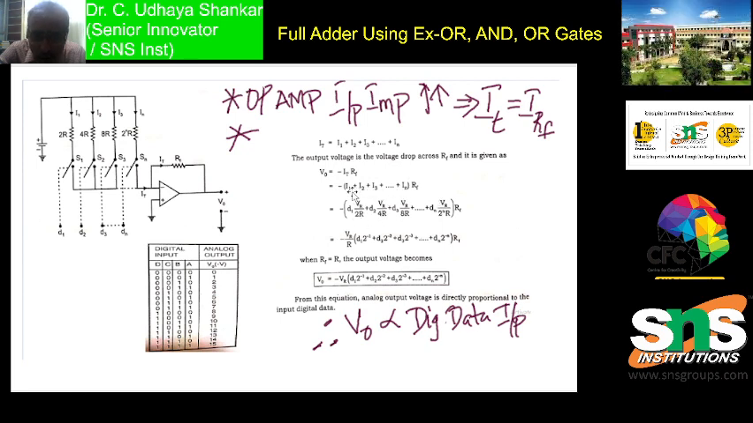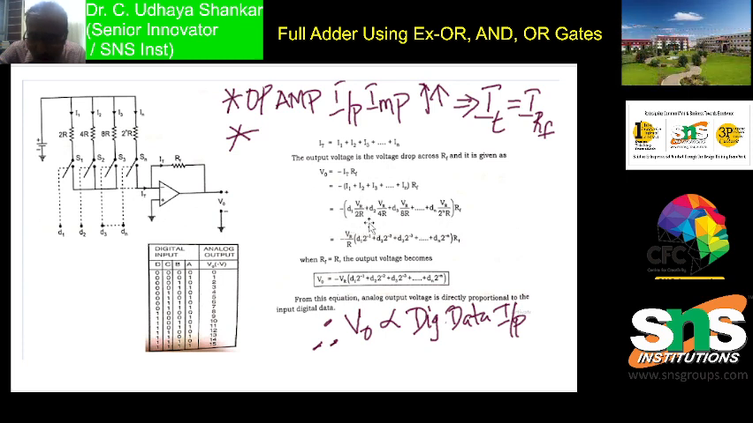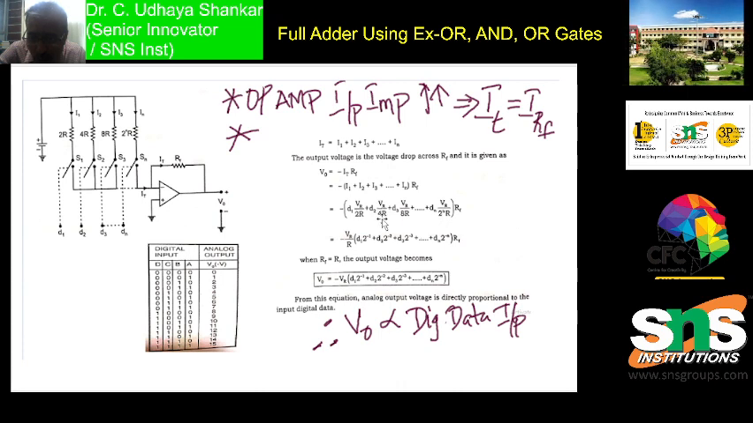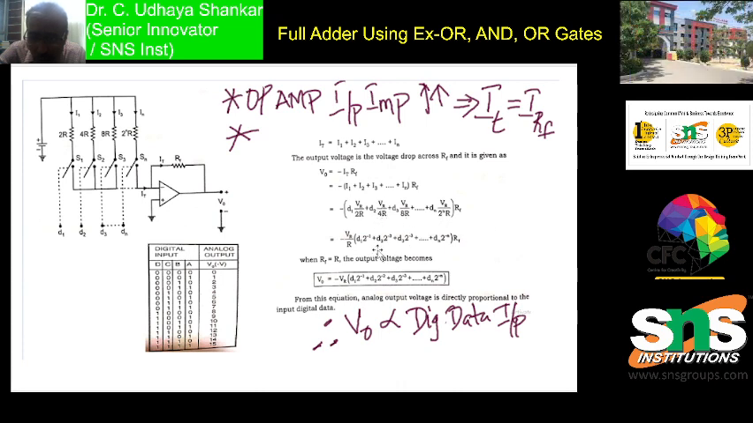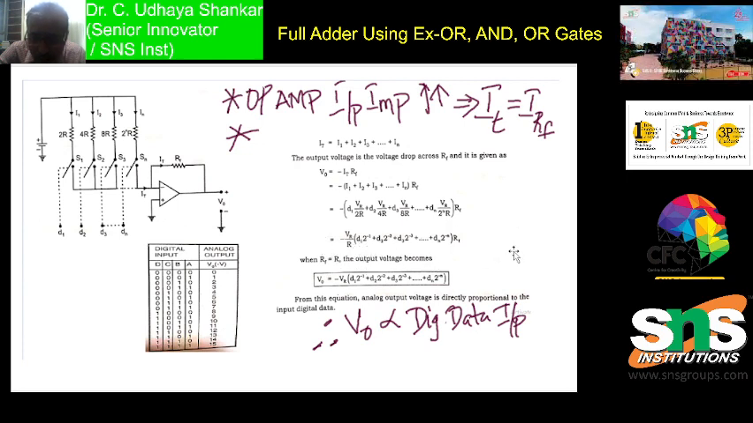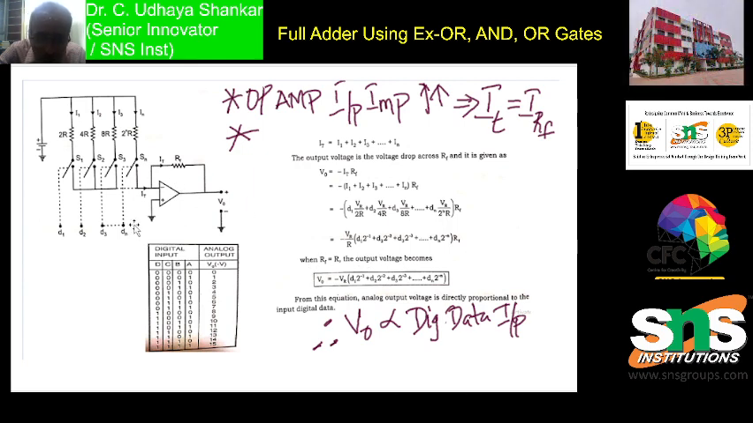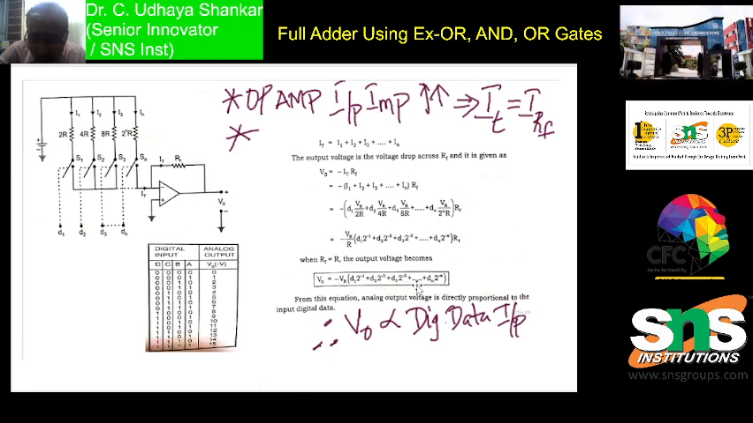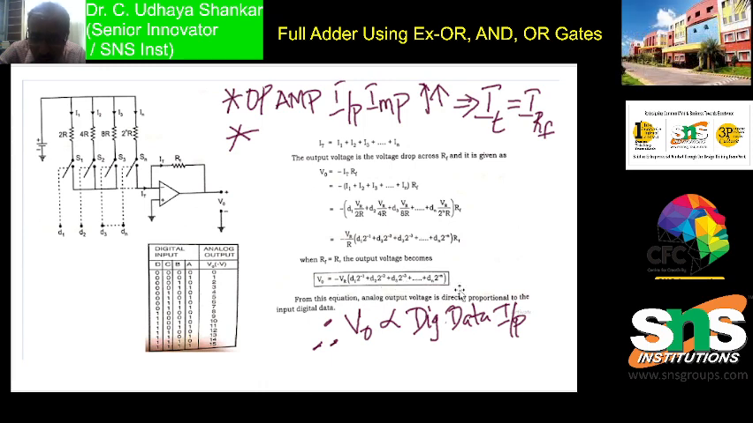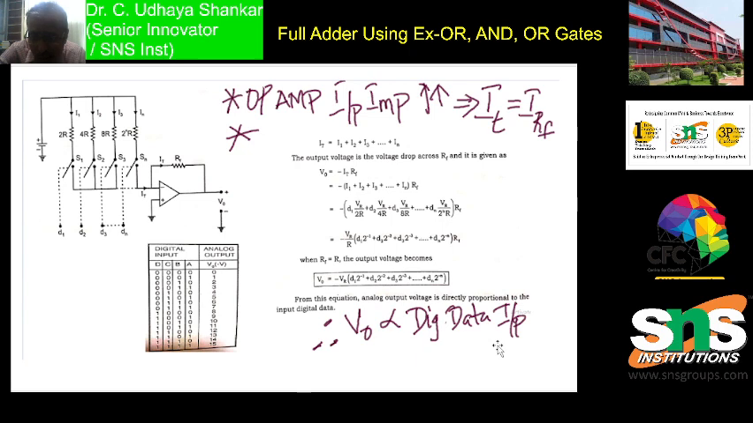And finally we will be deriving minus into I1 plus I2 plus I3 up to IN. If you write the corresponding expressions, I1 is nothing but D1 into VR by 2R, and I2 is nothing but D2 into VR by 4R. Like that it goes on, and if you simplify, you will get minus VR by R into RF by R. Suppose I take RF equal to R, then V naught will be equal to minus VR into D1 into 2 power minus 1 plus D2 into 2 power minus 2 plus D3 into 2 power minus 3 until Dn into 2 power minus n.